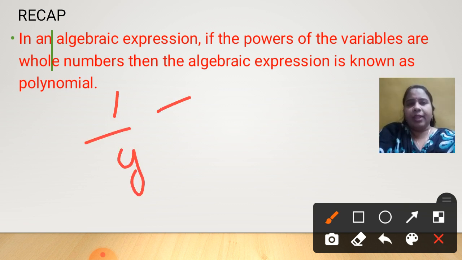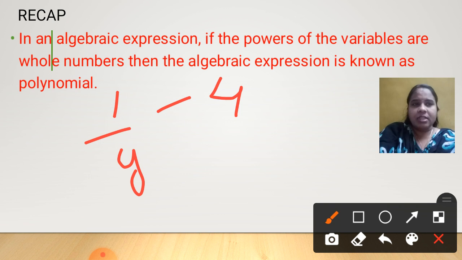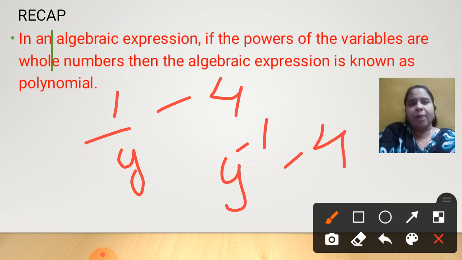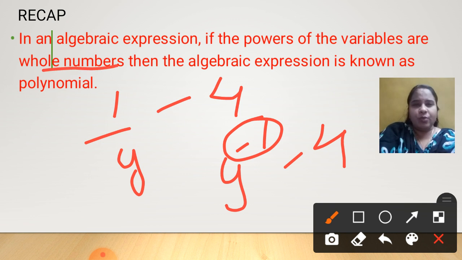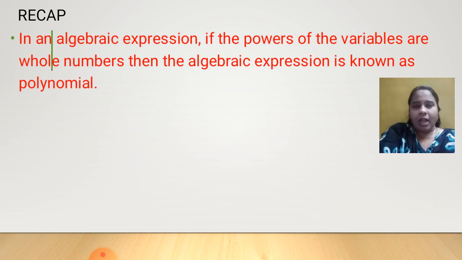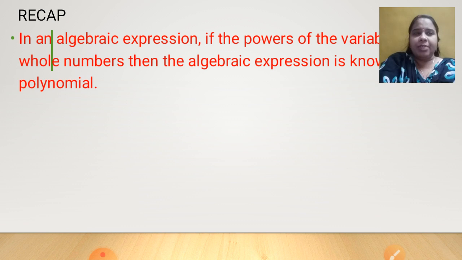Suppose I give you 1 upon y minus 4. Is this a polynomial? For that, what will you do? You will shift this y to the numerator. Using laws of indices, it can be written as y raised to minus 1, minus 4. Now have a look at the power of the variable. Is it a whole number, which we wanted? No, it's a negative number. What we want for an expression to be a polynomial is that the power of the variable should be a whole number. Since it is a negative number, that is minus 1, I can conclude that this algebraic expression is not a polynomial. I hope you have revised the definition that for an expression to be a polynomial, the power of the variable should be a whole number. It cannot be a negative number, nor can it be a fraction.